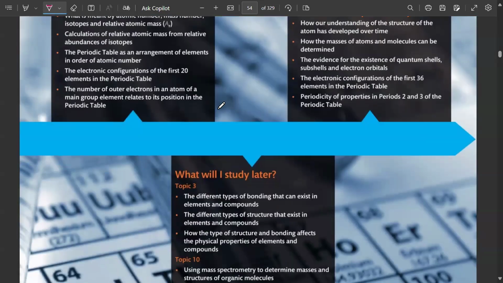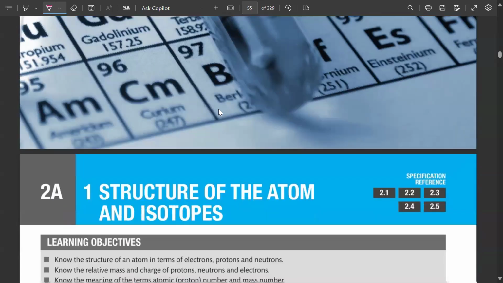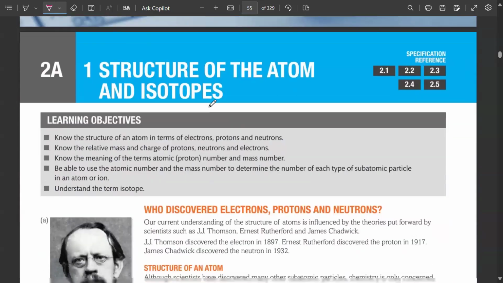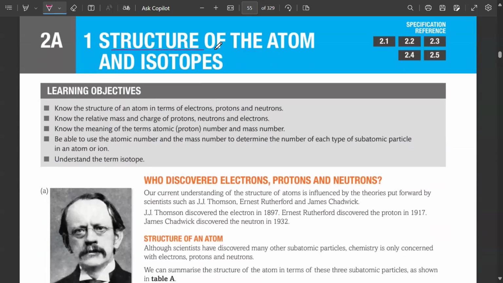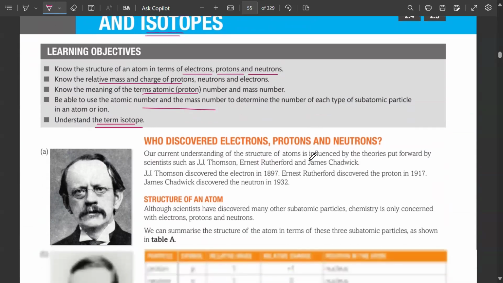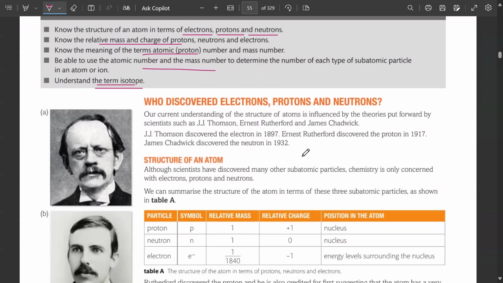You should be aware of what fractions are, what a periodic table is, and how you are going to use ratios and everything. So let's talk about the structure of the atom and isotopes. What do you already know about that? And in this chapter, we'll talk about what electrons, protons, and neutrons are, the relative mass and charge, the definition, understanding the term isotope, and how we look at the subatomic particles and their scientific notation.